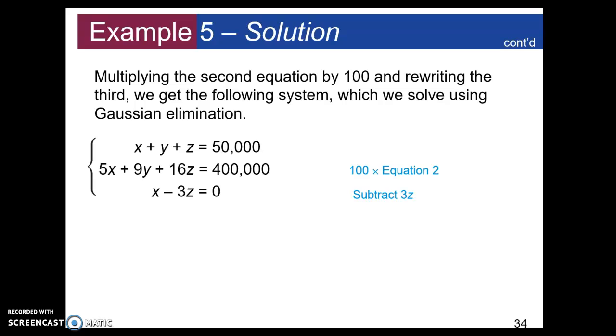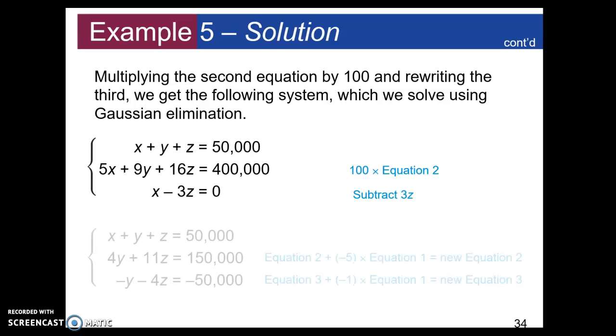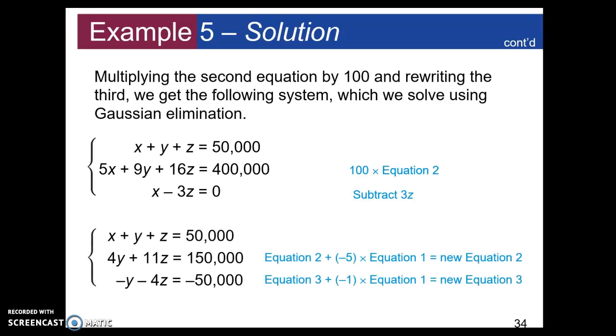Okay, so now we're just going to use our method, our puzzle method, as I've called it, of converting this to a system of linear equations in triangular form. So what are we going to do with equation 1 to add it to equation 2 and be able to eliminate the x's? Well, I have a 5x in equation 2. I want a negative 5x in equation 1.